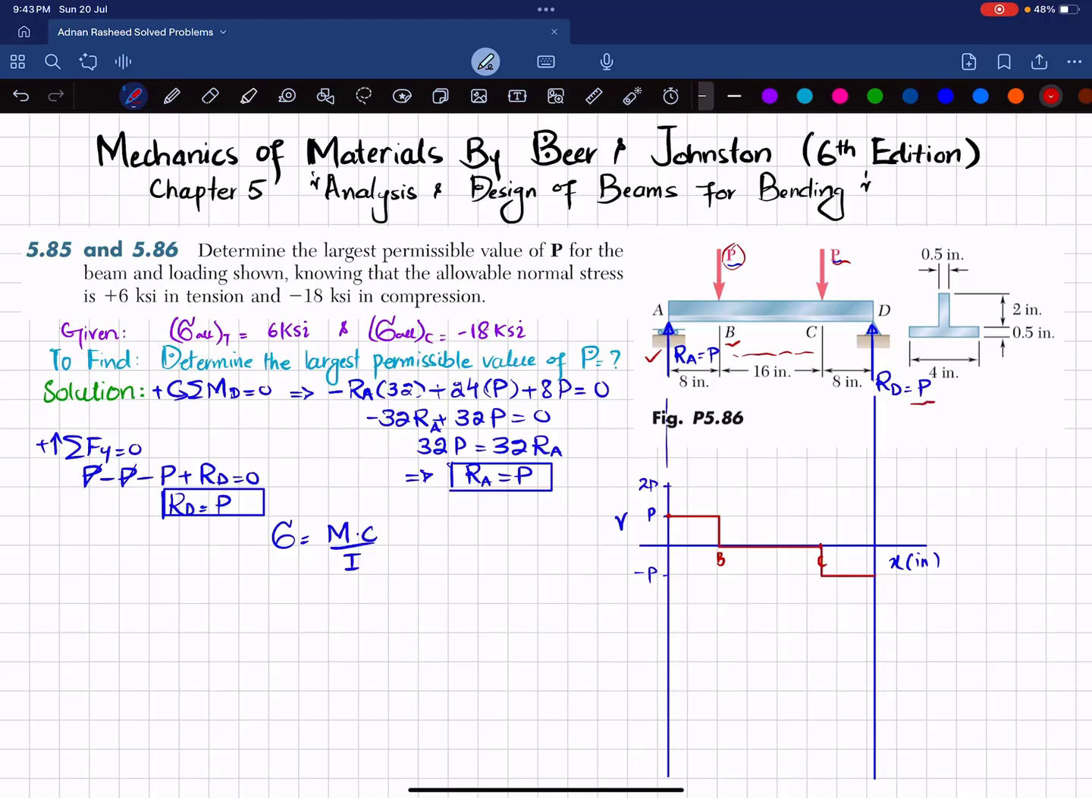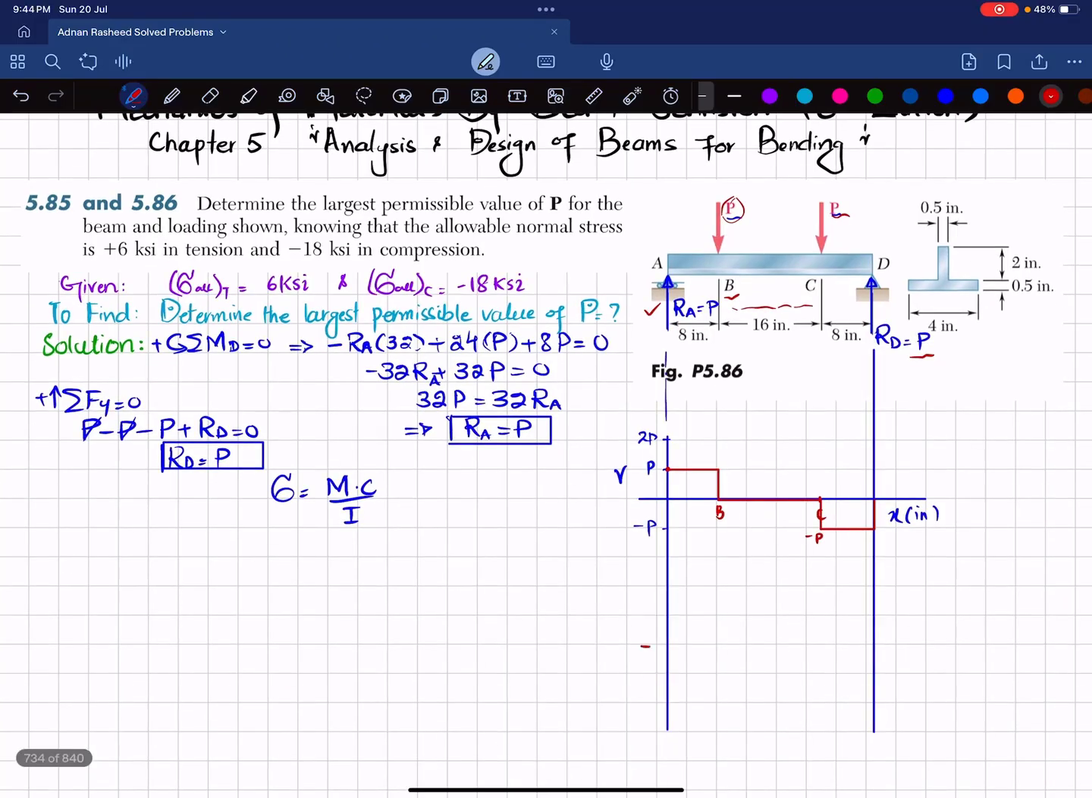And at the end, at D we have plus P, so minus P plus P will bring it to 0. So here I will write minus P. So this is the shear force diagram. Now we will draw the bending moment diagram. For that I will draw a horizontal line, x in inch, and the moment. Now what we will get is that this will be equal to 4P, this will be equal to 8P, similarly minus 4P and minus 8P.